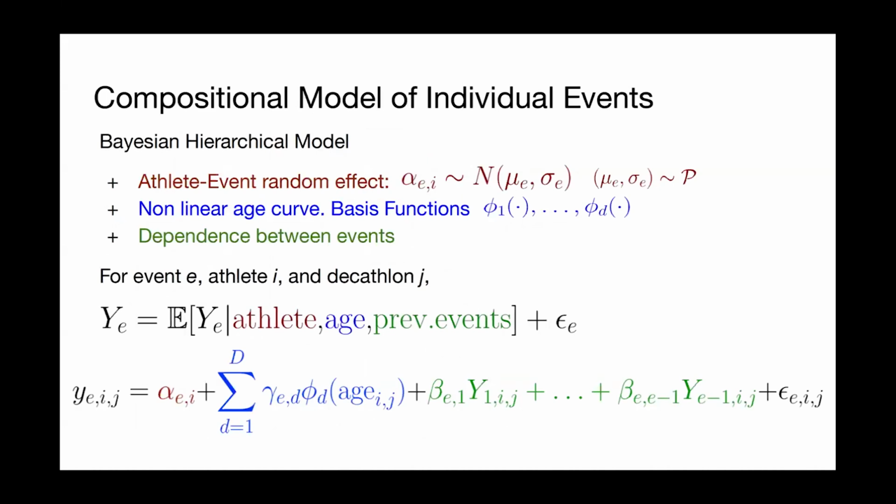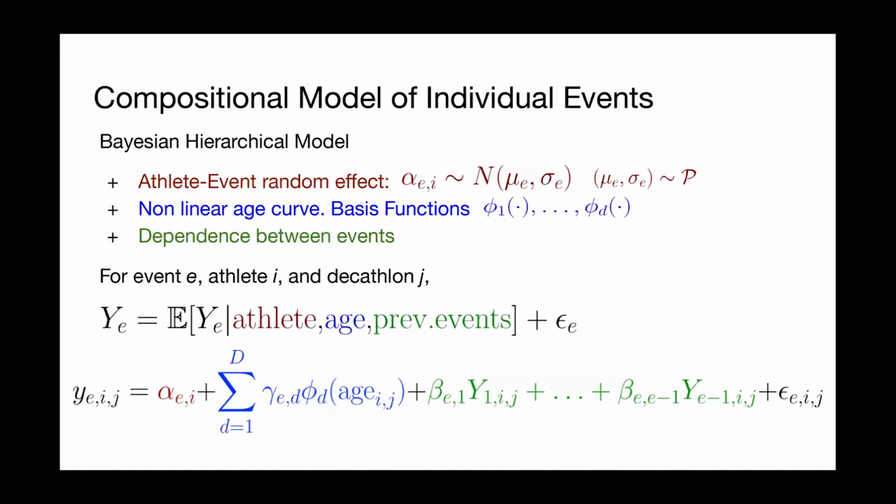We have a statistical model that models each event in the decathlon individually. It's a Bayesian hierarchical model, and here are a couple of notes on it. First, we model athlete variation with an athlete-event random effect. So we assume for each event that the intercepts for each athlete come from a normal distribution with an event-specific mean and event-specific standard deviation, which are drawn from a prior.